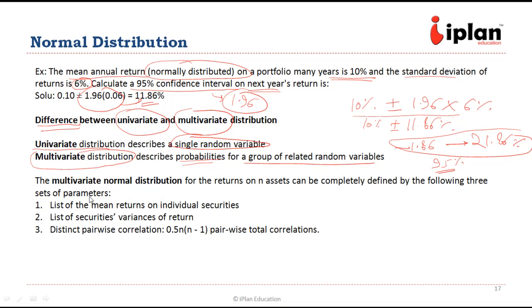So when we talk about normal distribution in the case of multivariate, in addition to the mean of all the securities and their individual variance, we would also need the pairwise correlation, and this will be the number of pairs. This can be written as n(n-1)/2, which is nothing but nC2. So nC2 will be the number of pairs if we have n assets in our portfolio. This is the case of multivariate normal distribution, where we have more than one random variable.